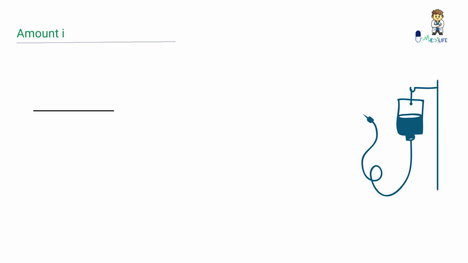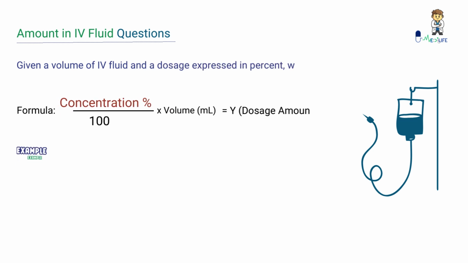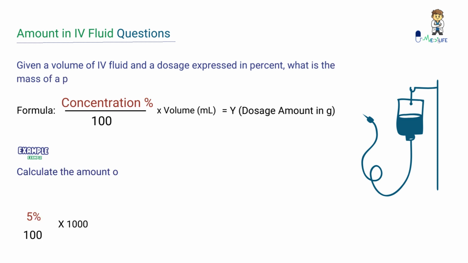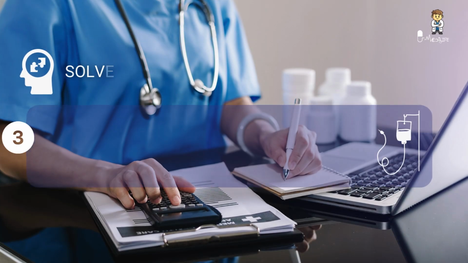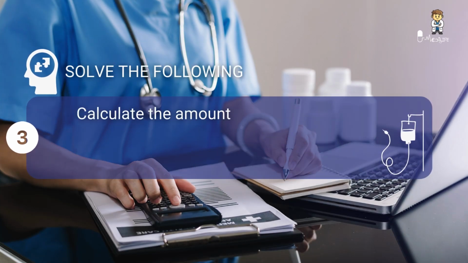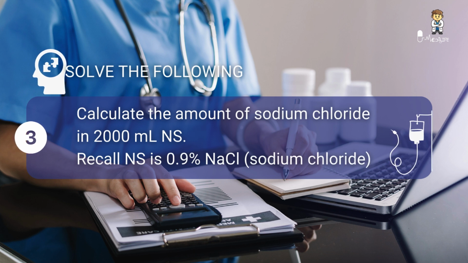For amount in IV fluid questions, given a volume of IV fluid and a dosage expressed as a percentage, you can find the mass of the dosage using this formula, concentration % divided by 100, then multiplied by the volume. Check this example, solve it, and let us know your answer in the comments below. Feel free to pause the video if you need more time.